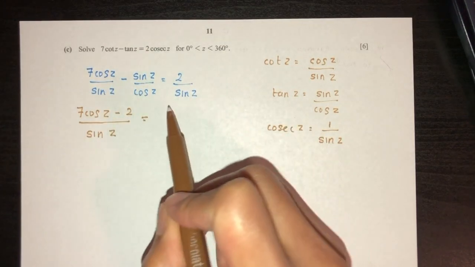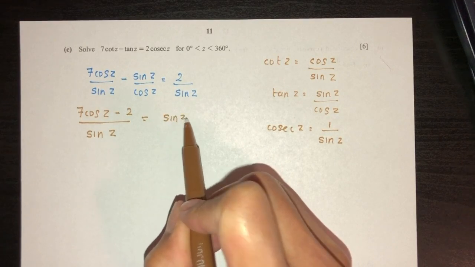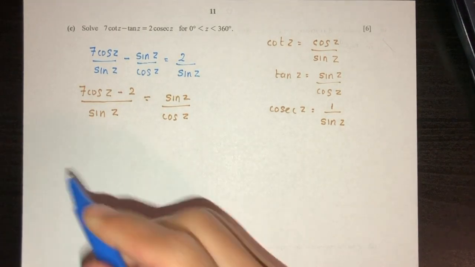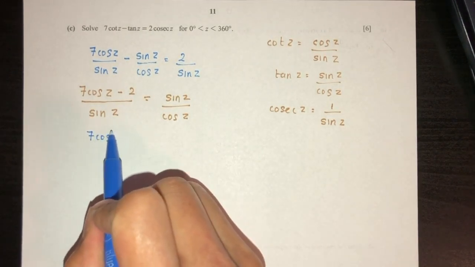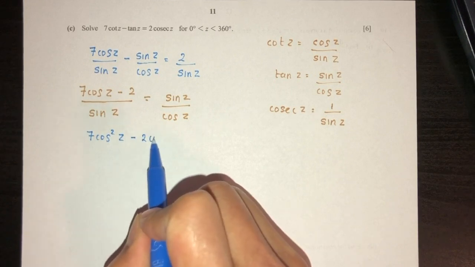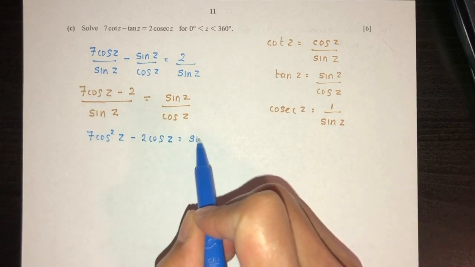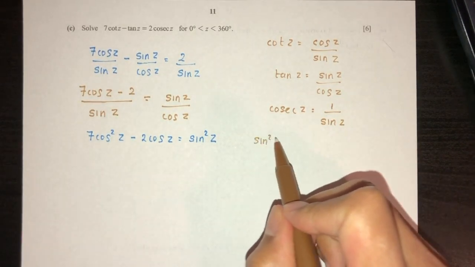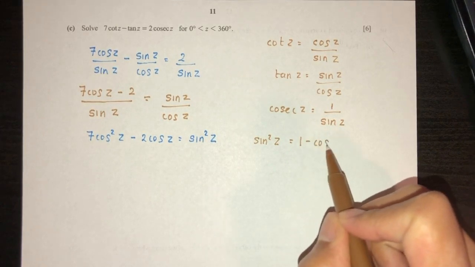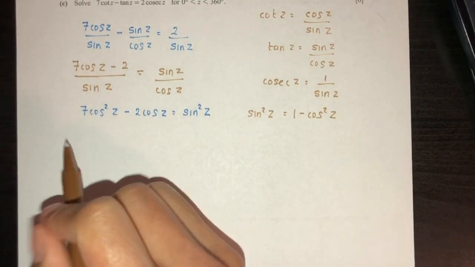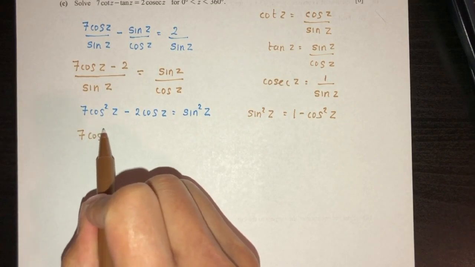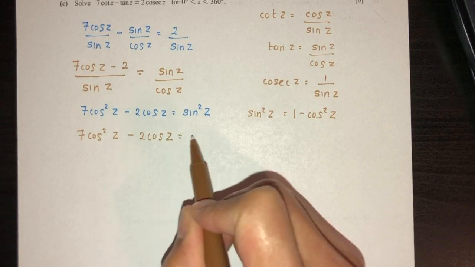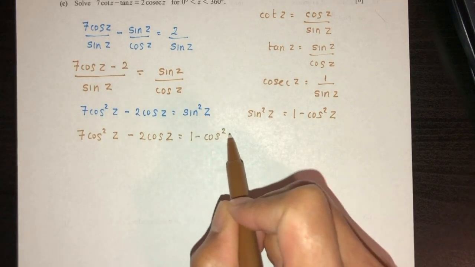And send this one over here, you will have sin z over cos z. So now we can just cross multiply. You will have 7 cos square z minus 2 cos z equal to sin square z. Now you guys must know sin square z is 1 minus cos square z. Simplify. 7 cos square z minus 2 cos z is equal to 1 minus cos square z.